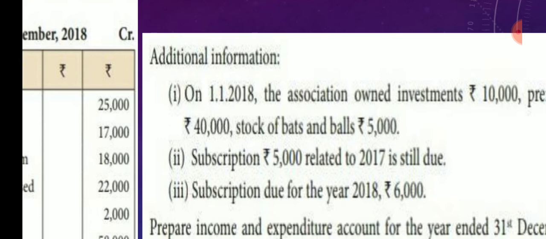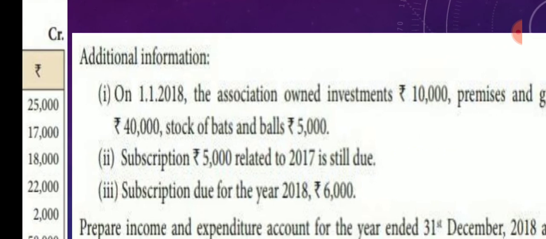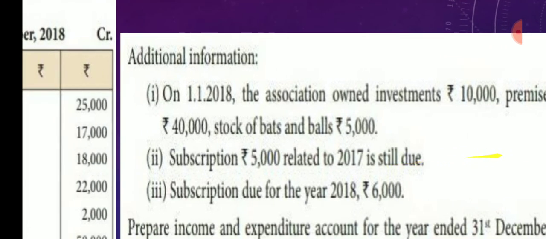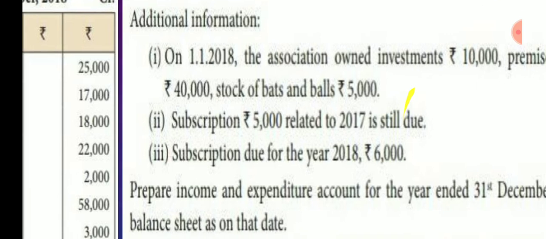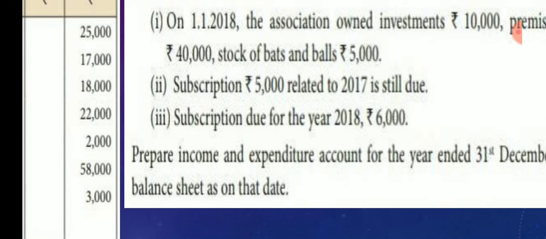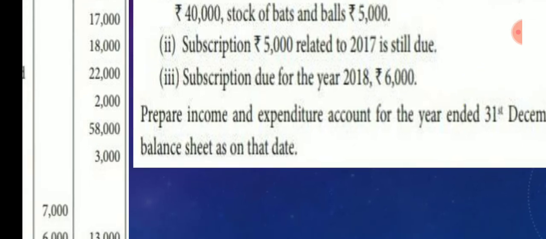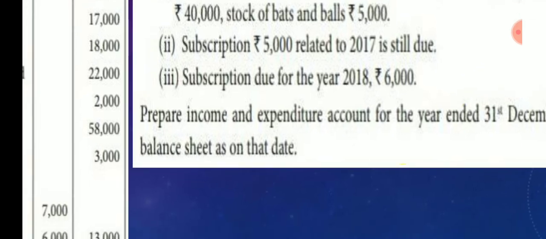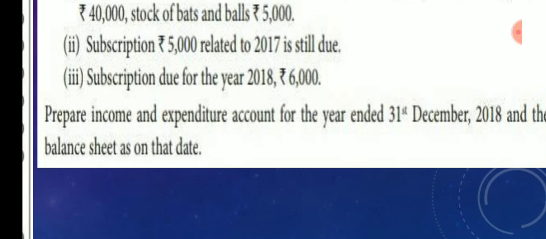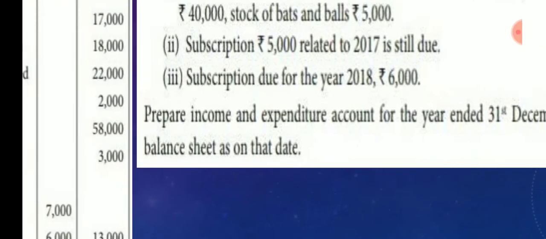The first one, on 1/1/2018, the association's own investments rupees 10,000, premises and grounds rupees 40,000, stock of bats and balls rupees 5,000. Then second one, subscription rupees 5,000 related to 2017 is still due. This is arrear amount. Then third one, subscription due for the year 2018 rupees 6,000. Prepare income and expenditure account for the year ended 31st December 2018 and the balance sheet as on that date.